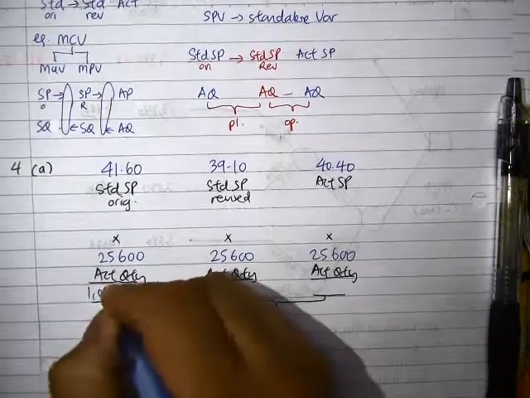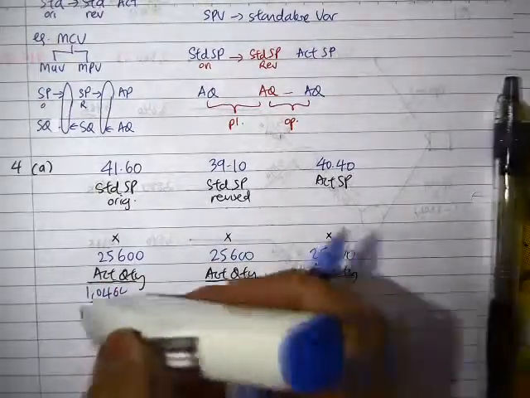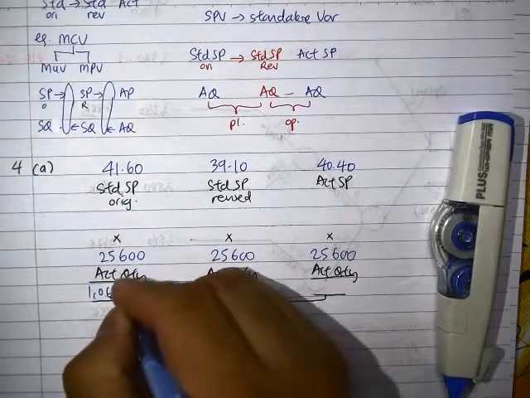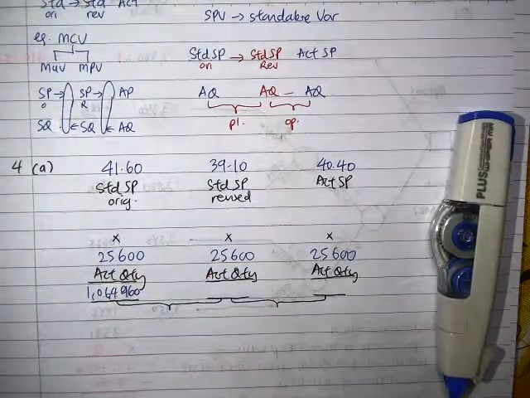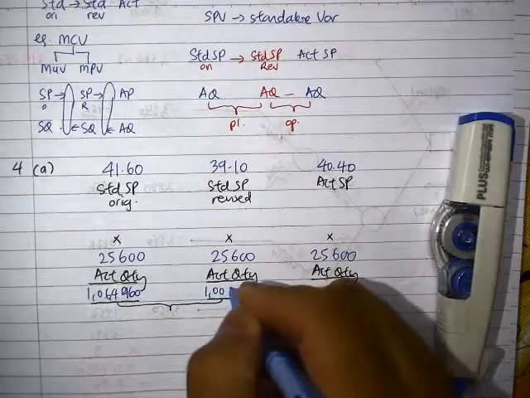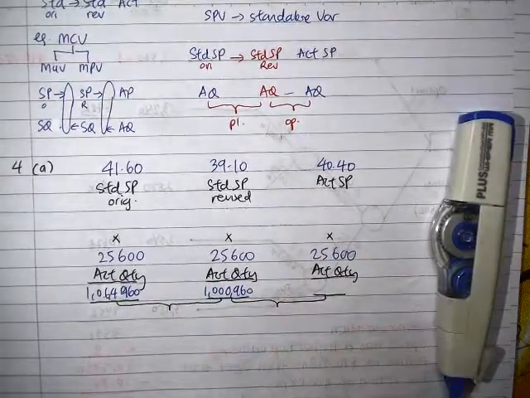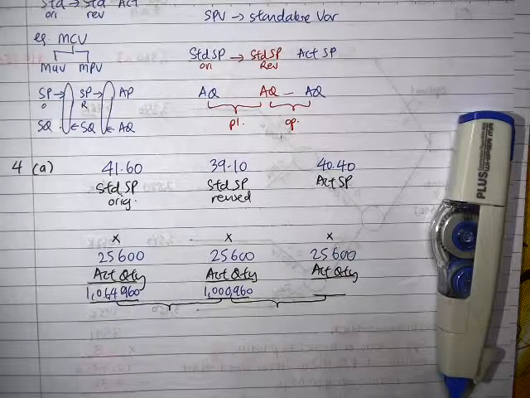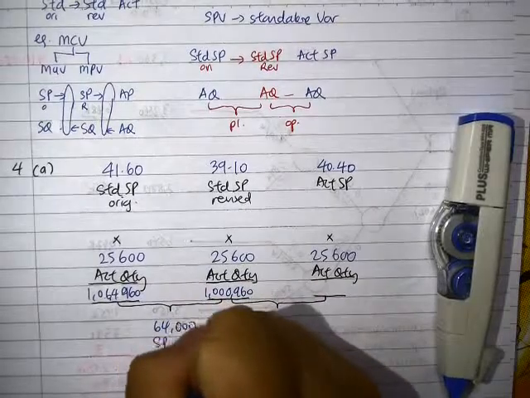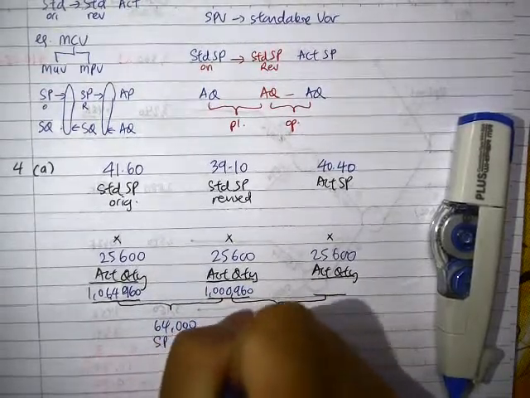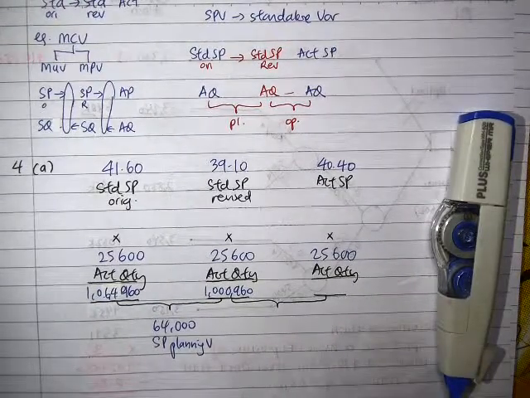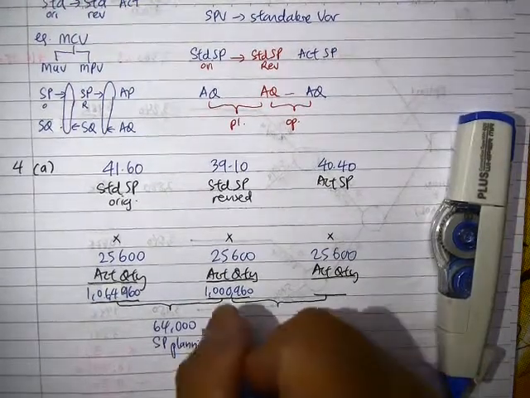One zero 1064. $64,000. That's your planning variance. So the price has been lower, right? So the variance is adverse.